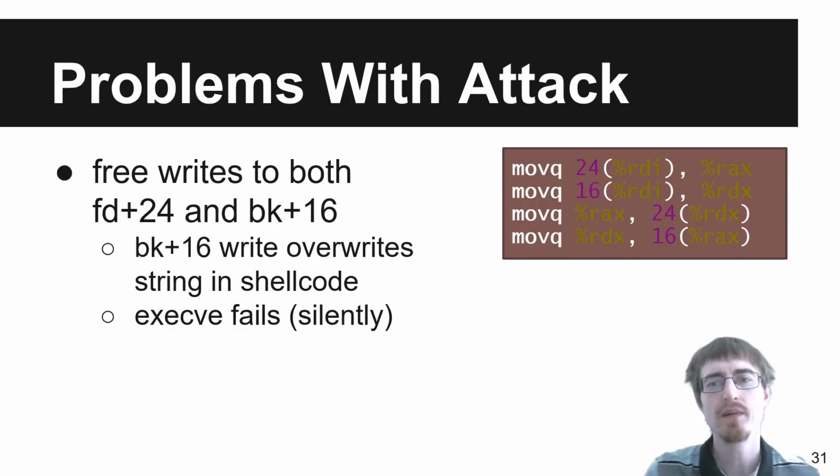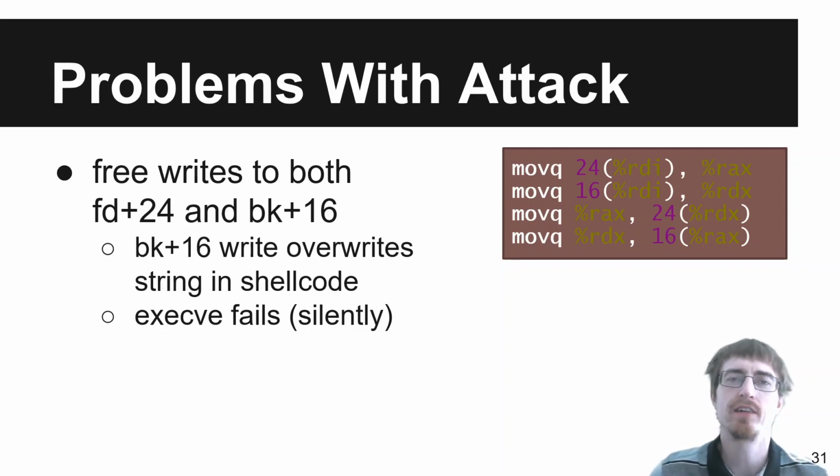The first problem is that we forgot about something. Actually, the free function performs two writes, as we can see on the right-hand side. It writes using fd, it writes to bk. And using bk, it writes fd. So these two writes are both happening.